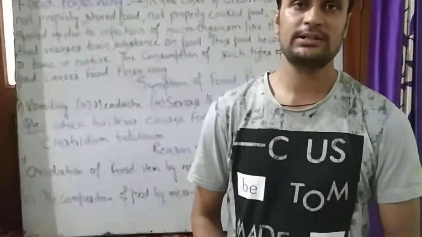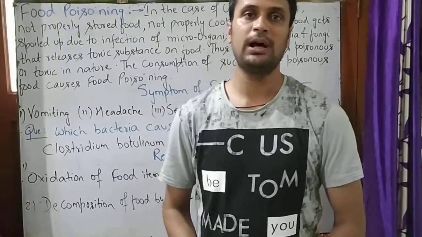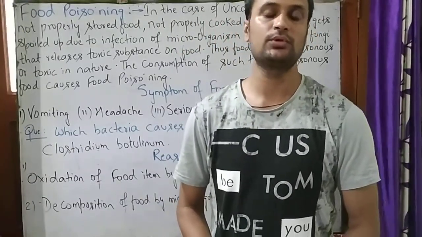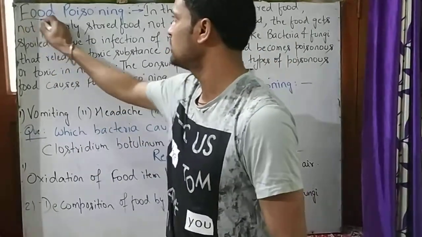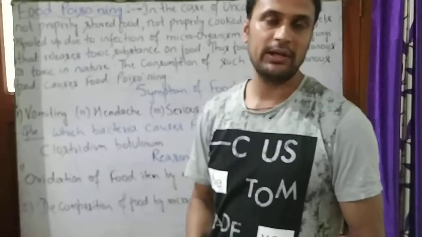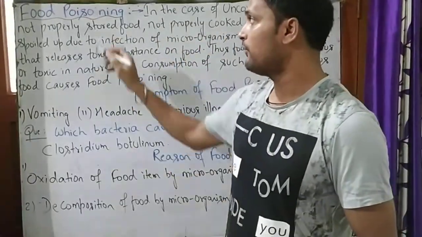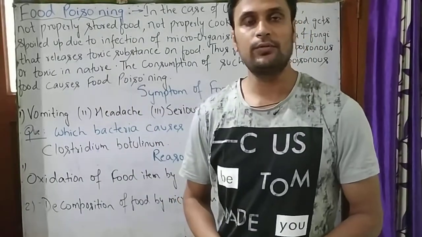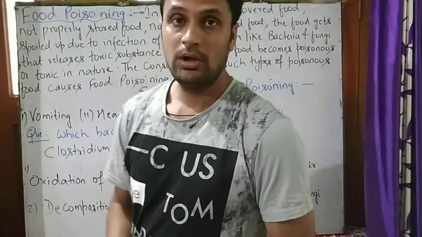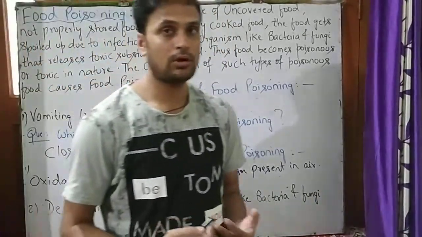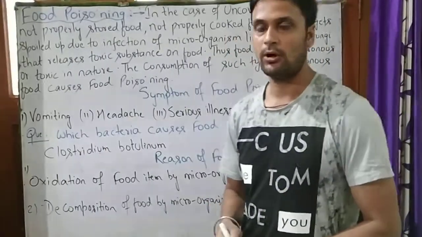So, in the last class, we studied the diseases caused by microorganisms in plants, animals, and human beings. Today we will study a new topic, that is food poisoning. So, basically, what is food poisoning? We will understand in a rough way. The consumption of poisonous or toxic food is known as food poisoning. How food turns toxic or poisonous, we will learn in this topic.